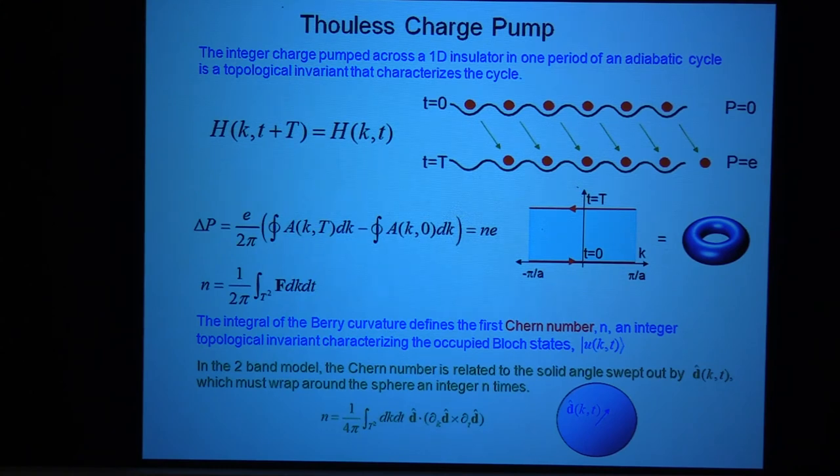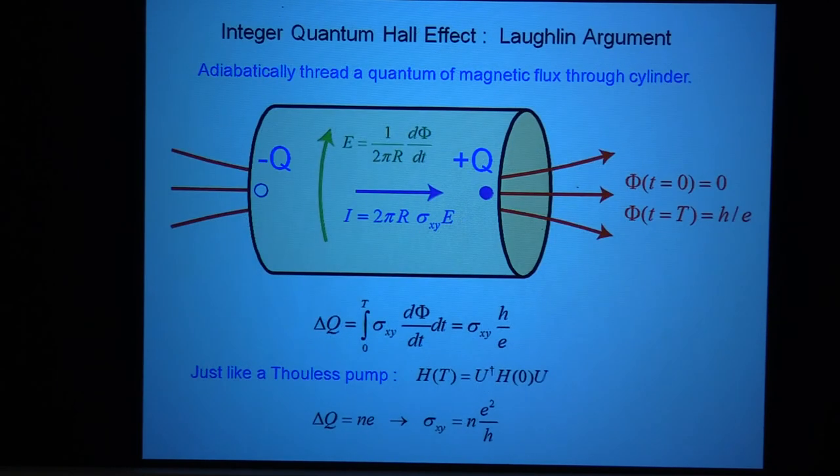And so this understanding of the Chern number can be applied to understand the integer quantum Hall effect. And to do that, the connection between this picture and the integer quantum Hall effect is a sort of a beautiful argument. Yeah, question.